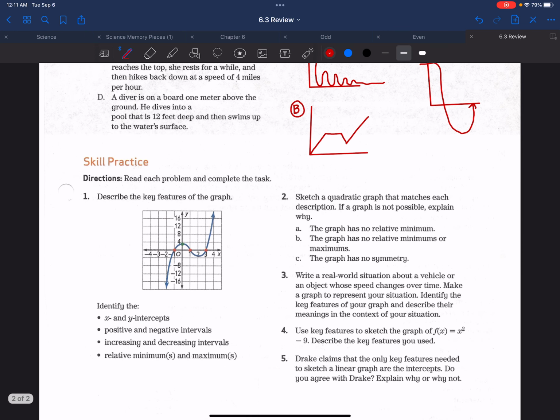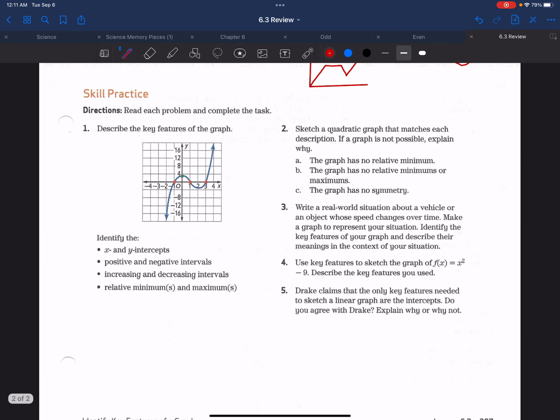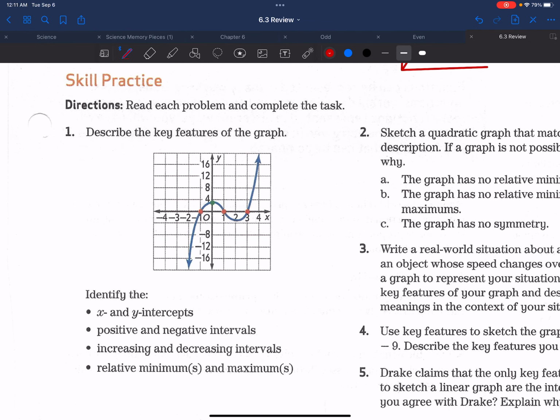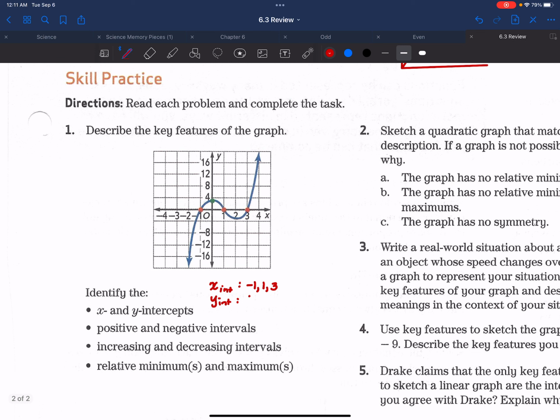All right, skill practice. Read each problem and complete the task. Describe the key features of this graph. The x and y intercepts. The x-intercepts are at -1, 1, and 3. The y-intercept is at about +3, I believe. Not quite to 4.